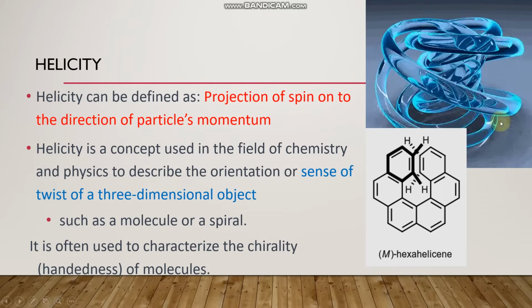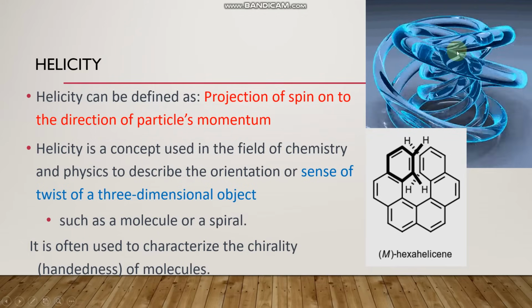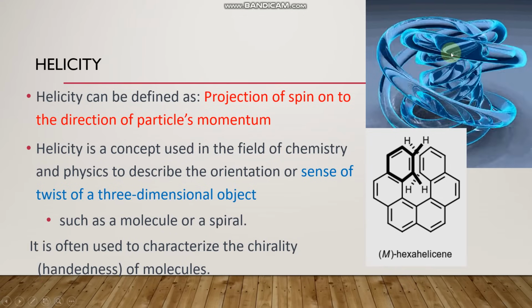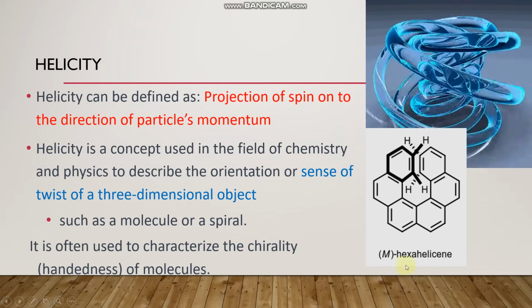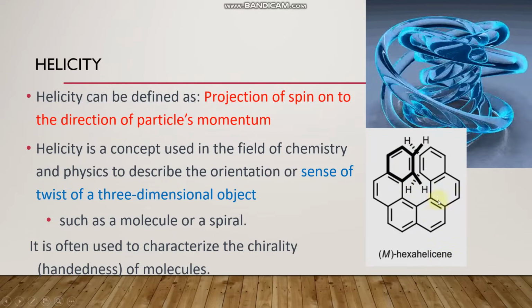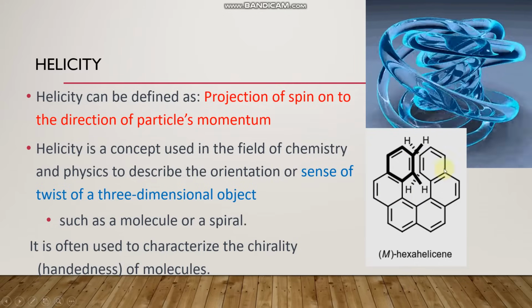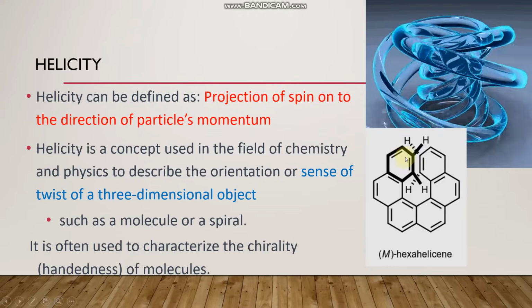So you just consider this spinning object, you can see it's spinning in a certain direction. It means it has some helicity. Similarly, if you can see this molecule, this is known as the helicene. This is basically a polyaromatic molecule. This molecule also has some sense of a twist. It's also helical. Why are we saying that as a twist?